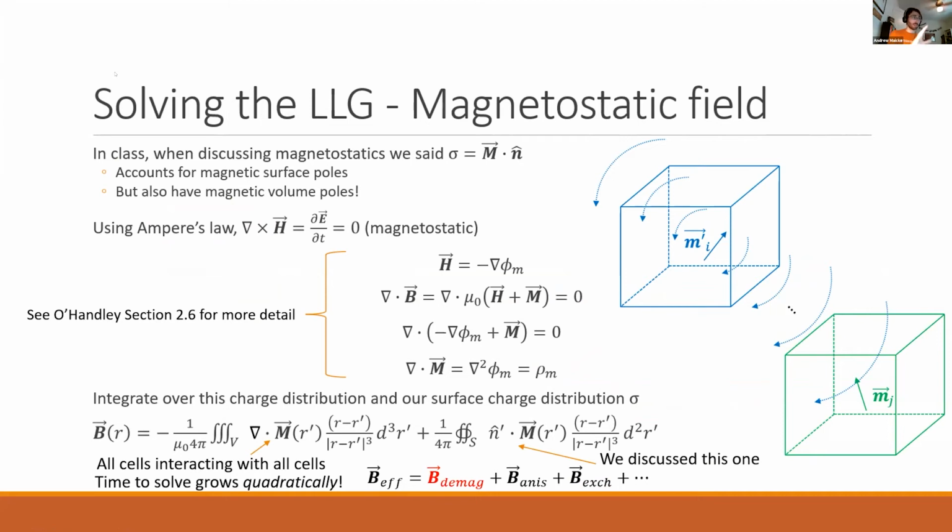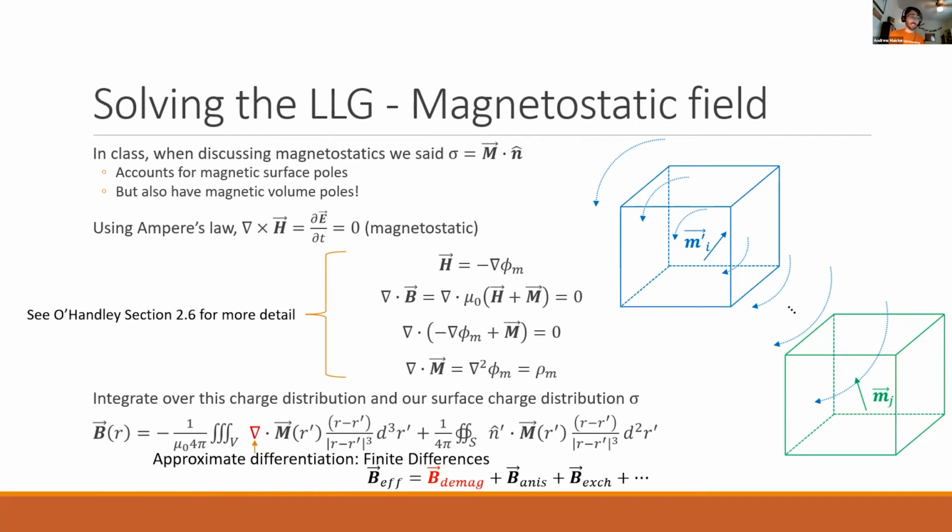Handley goes into a little bit of a derivation for the volume poles, but we did the surface poles in this class. Our sigma was magnetization dot the unit normal at the boundary. So if you're interested in seeing the full derivation, you can go into Handley section 2.6, but you come up with this integral equation. This integral equation takes a volume integral over a derivative. And this is where the two methods diverge.